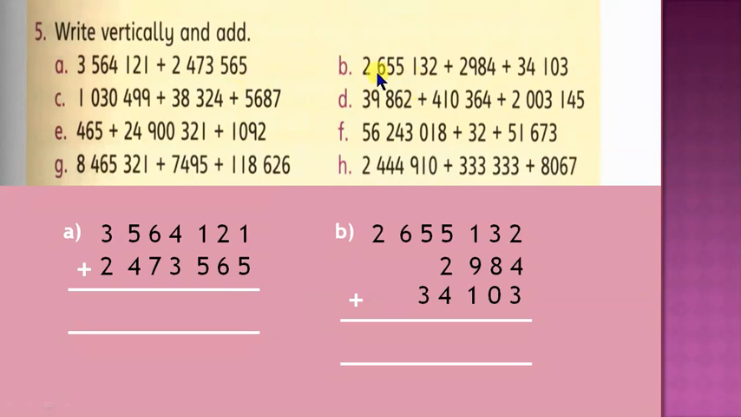Now in B question, 3 figures have been given. This one, first value 2,655,132. Then you have to copy this value. Write the figures according to the place value. Okay, 2,984 and 34,000, 103. Now add each column one by one and you will get the answer. Okay, I hope you will do all these questions on your own, A to H.